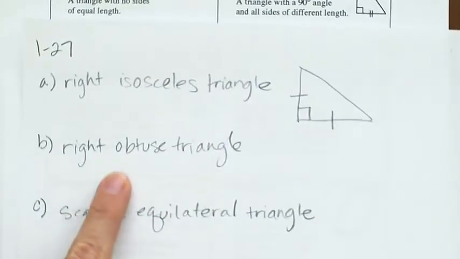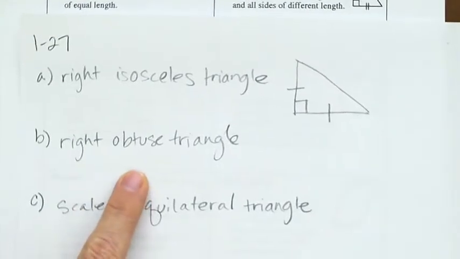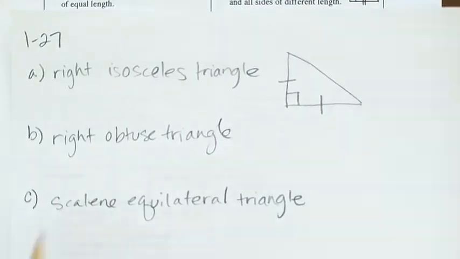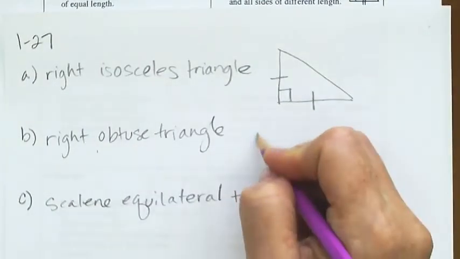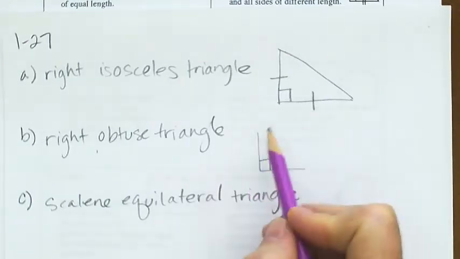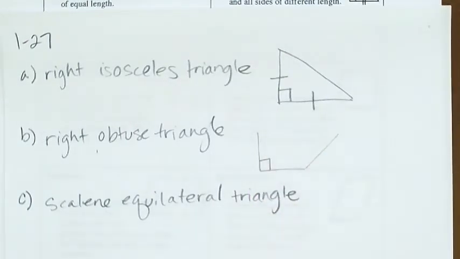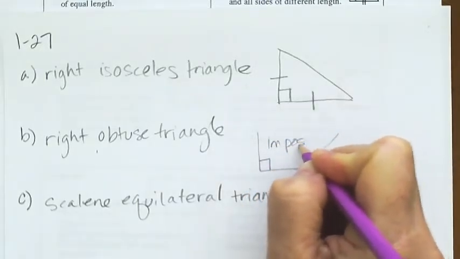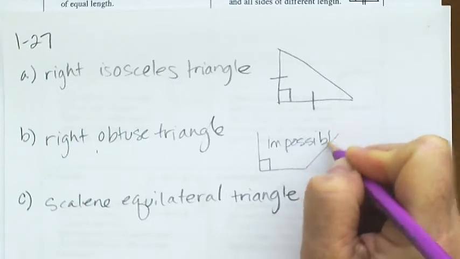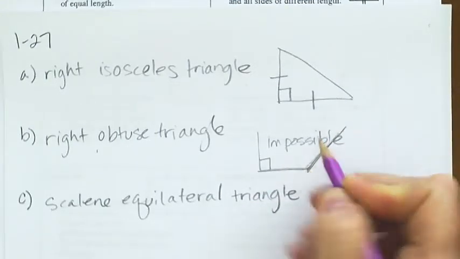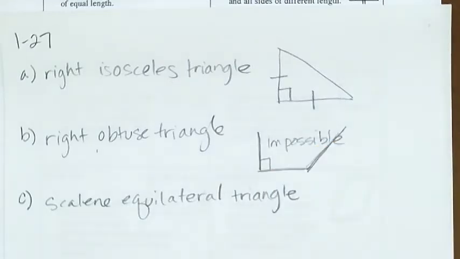Right obtuse triangle. Well, you can look for this on your Polygon Graphic Organizer, but if you think about it, can you draw a triangle that has a right angle and then also has an obtuse angle, an angle that's greater than 90 degrees? That's impossible. So you could use this sketch just to demonstrate why it's impossible. This is not going to be a triangle if you have a 90-degree angle and an obtuse angle.